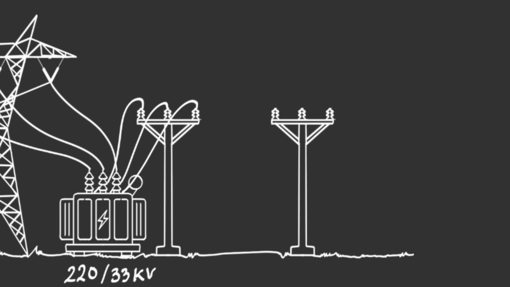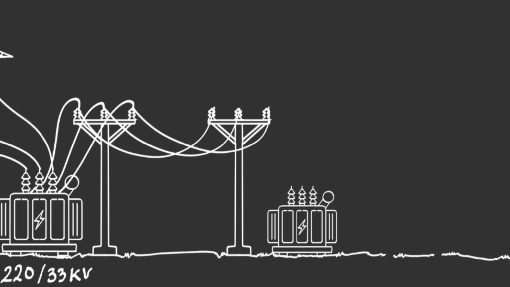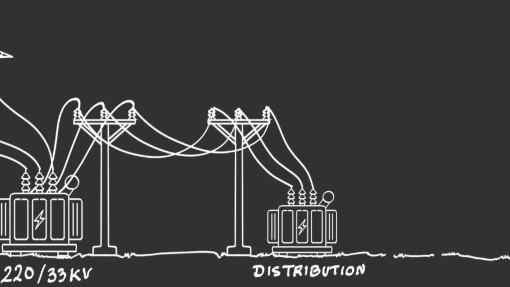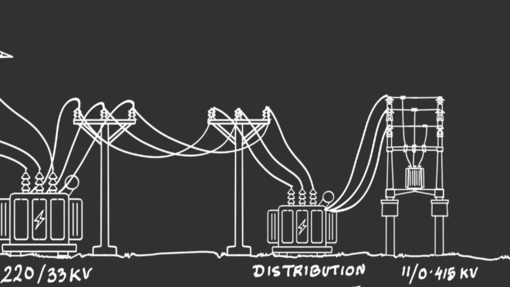diagram. In our diagram, for simplicity, we have shown the distribution transformer inside the distribution substation. The transformer rating here is 33 over 11 kilovolts. So, 11 kilovolt power is supplied further. This 11 kilovolts is then supplied to the pole-mounted transformer, which is rated 11 over 0.415 kilovolts. This is the pole-mounted distribution transformer.